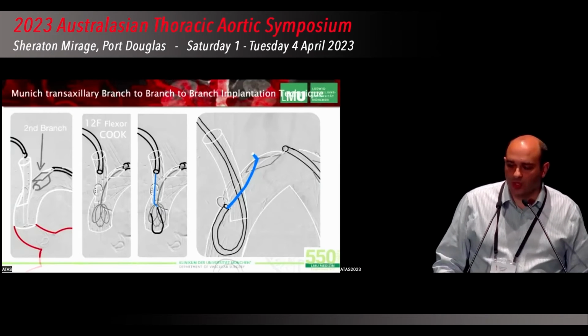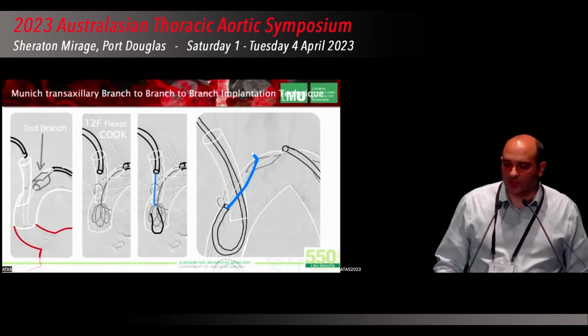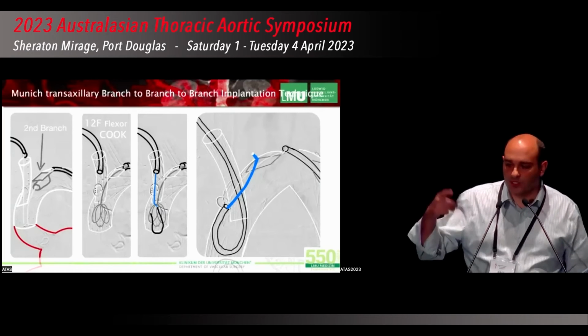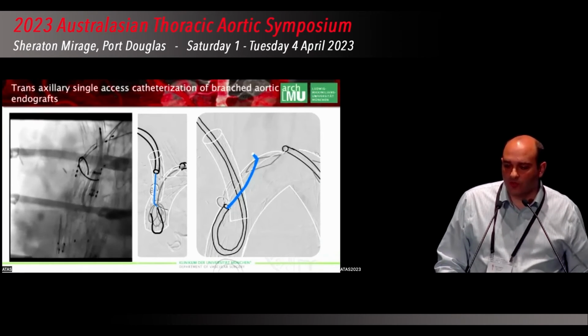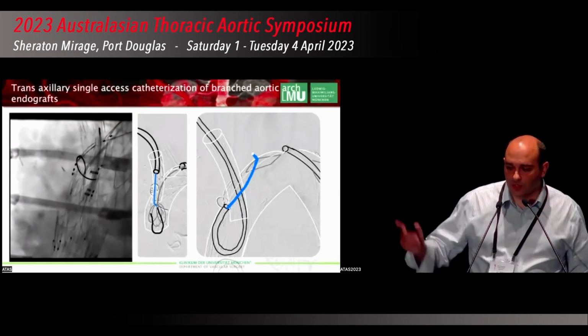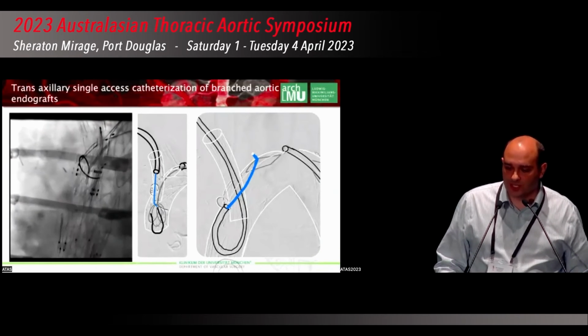Through that, we bring a 12 French sheath through the right axillary into the ascending aorta. We loop that, and then we cannulate the left carotid artery over that axis. And this is pretty much how it looks like. You are through the third branch, into the second branch, and into the ascending aorta in the graft.